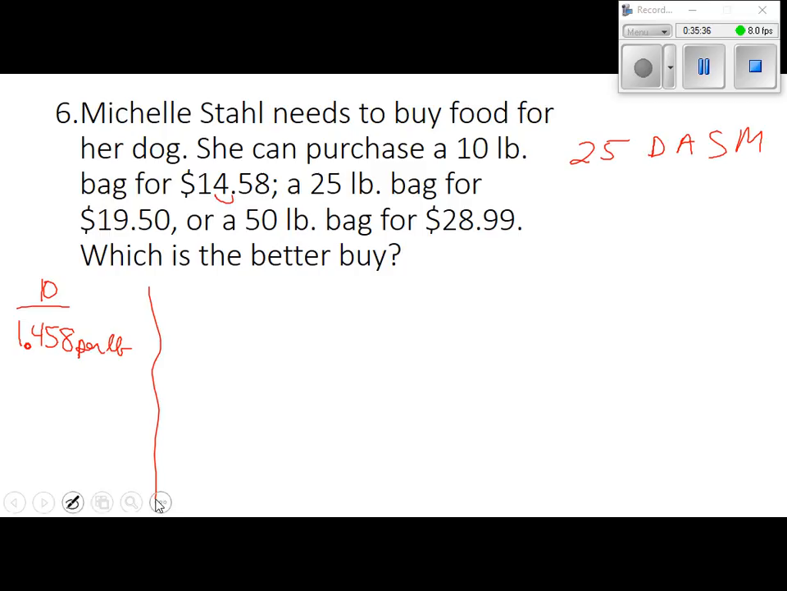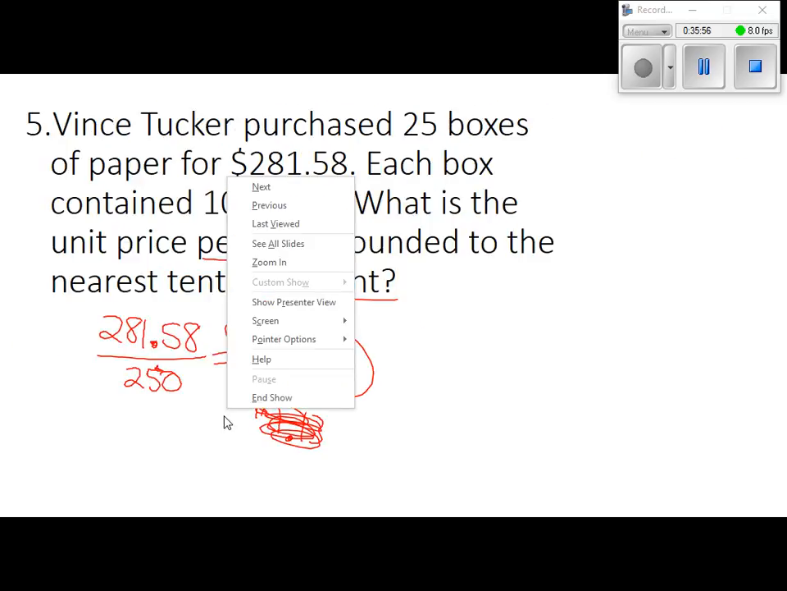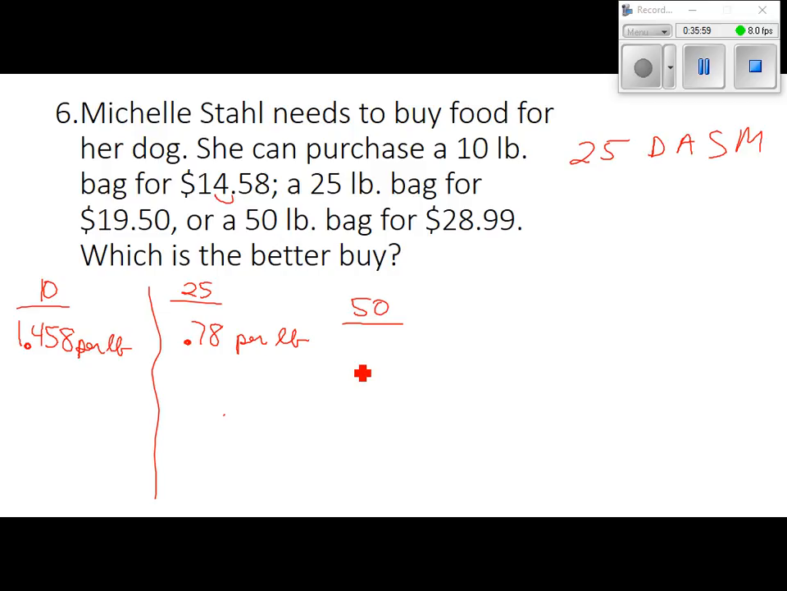1950 divided by 25 is 78 cents. So the 25-pound bag is 78 cents per pound. And then the last one's 57 cents a pound. That was my first guess and then I changed it. Now, the 50-pound bag this time is a lot cheaper, isn't it? It's a whole lot cheaper. It's more than 30 cents cheaper per pound than the 25-pound bag.